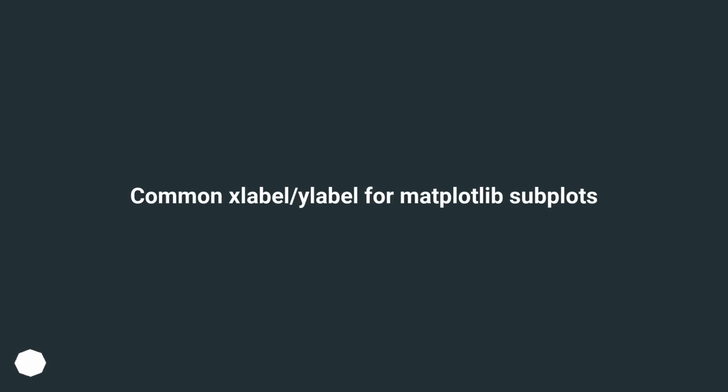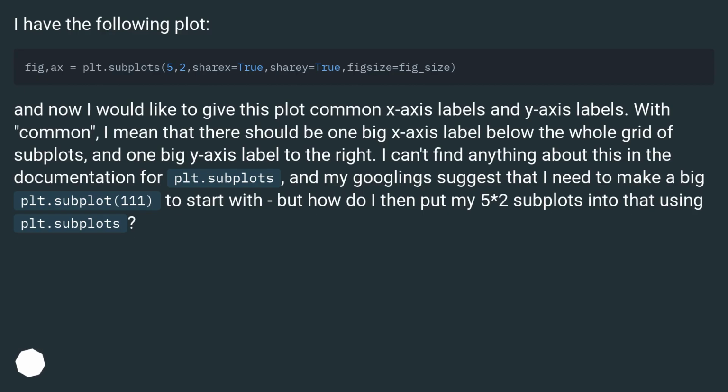Common label for matplotlib subplots. I have the following plot. And now I would like to give this plot common x-axis labels and y-axis labels. With common, I mean that there should be one big x-axis label below the whole grid of subplots, and one big y-axis label to the right.